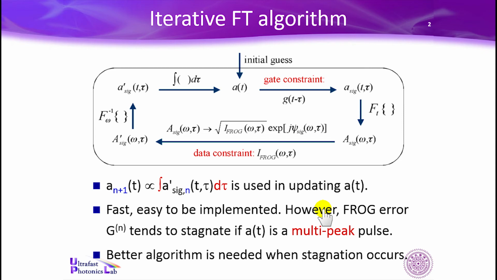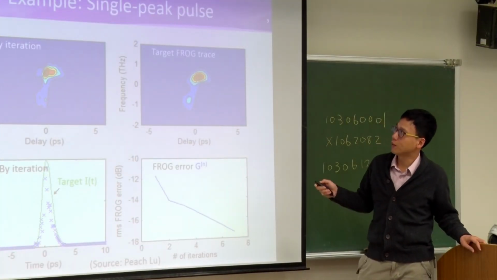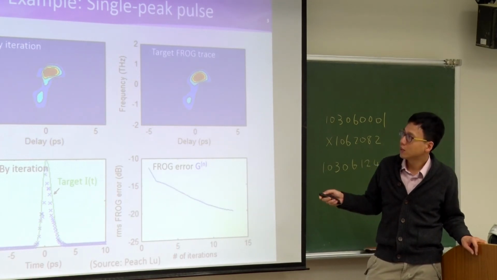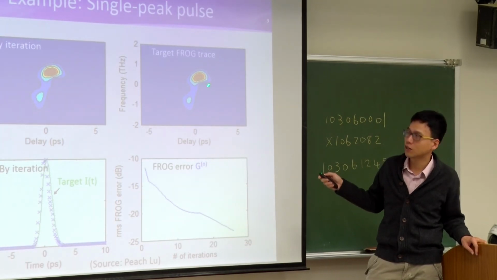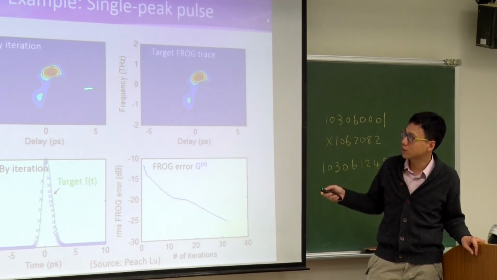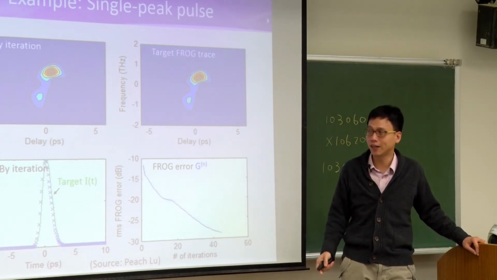So that means a better algorithm is needed when stagnation occurs. If you monitor the FROG error and it does not decrease with time, maybe it's the occasion to switch to other algorithms. Let me show you one example, a single peak pulse. This is your iterative FROG trace. This is your target FROG trace. In the end, if they look similar, it's an indication that the iteration works and converges, right?